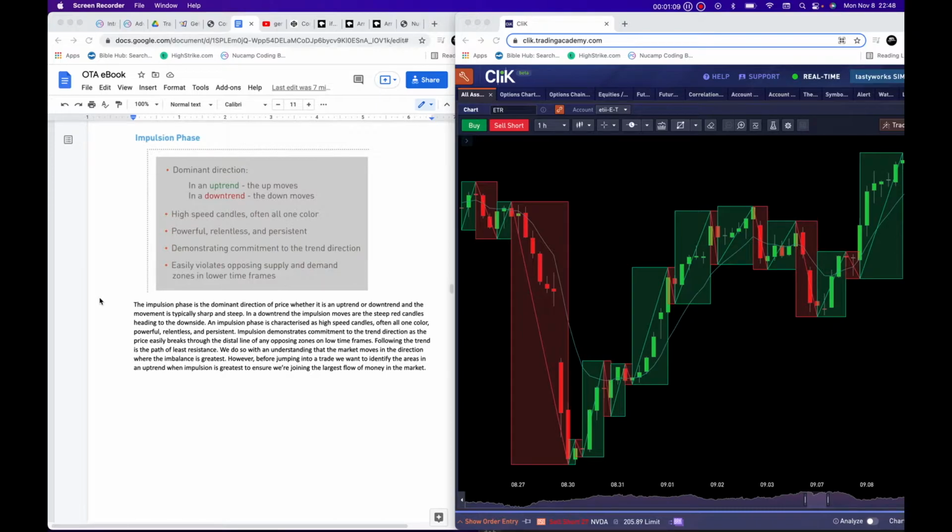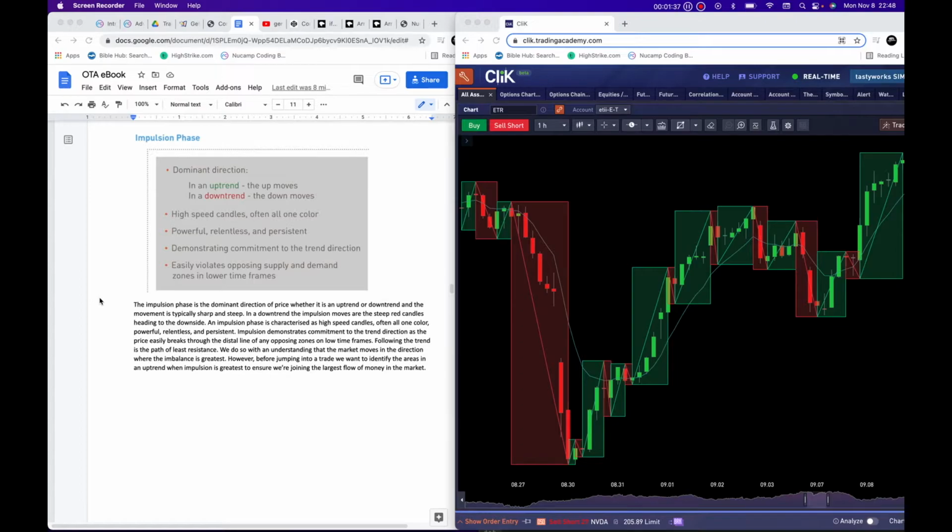The impulsion phase is the dominant direction of price, whether it is an uptrend or a downtrend, and the movement is typically sharp and steep in nature. In a downtrend, the impulsion moves are the steep red candles heading to the downside. An impulsion phase is characterized as high-speed candles, often all one color, powerful, relentless, and persistent.